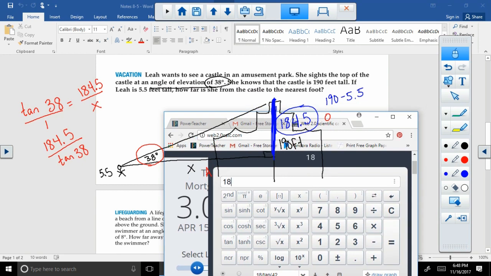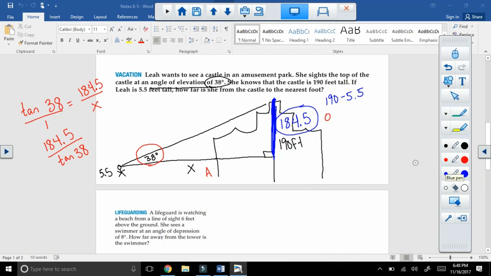So 184.5 divided by the tangent of 38 equals the answer for this, and it says to the nearest foot, is about 236 feet. So I could just write the answer is 236 feet. And a lot of times for story problems it might just say round to the nearest foot, because that little bit's going to be kind of negligible.